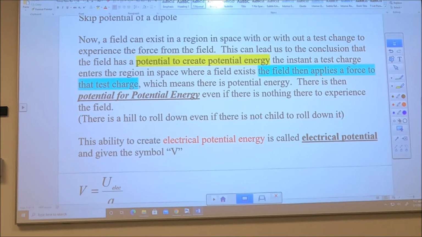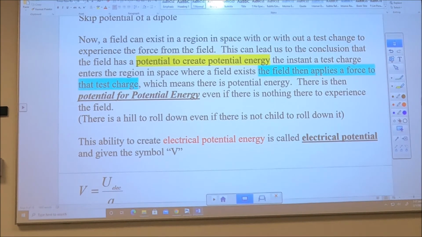So the potential to create potential energy is there whether there's anything to experience it or not. If you think about it kind of like a hill, a hill is there for somebody to roll down even if there isn't anybody there to roll down the hill. Okay? The ability to create electrical potential energy is called electrical potential.